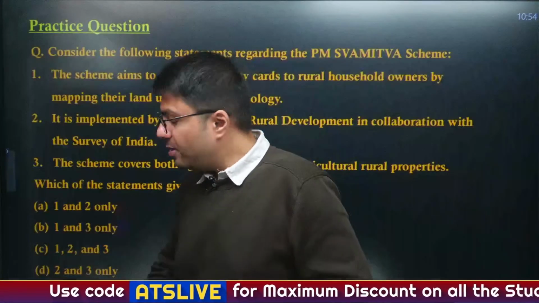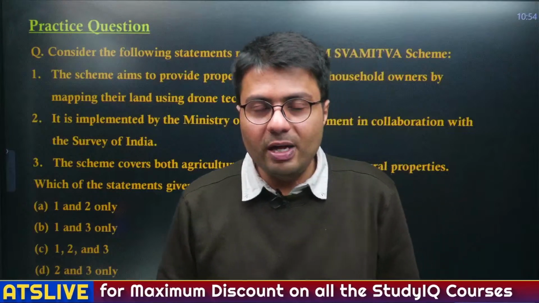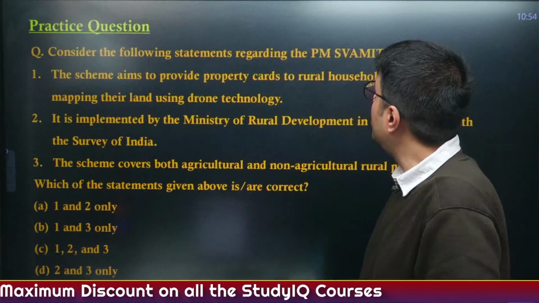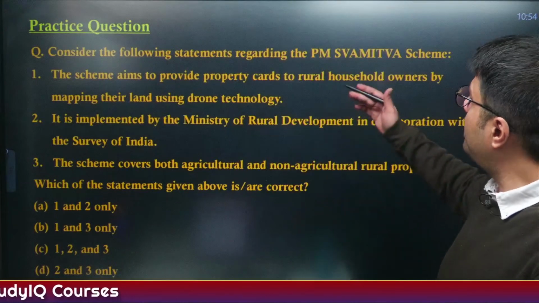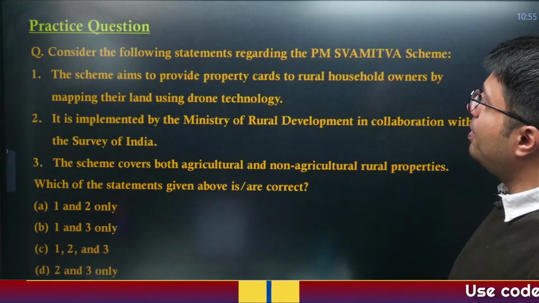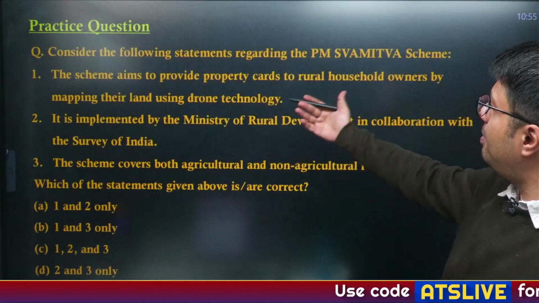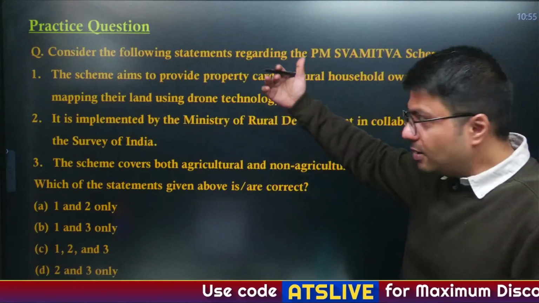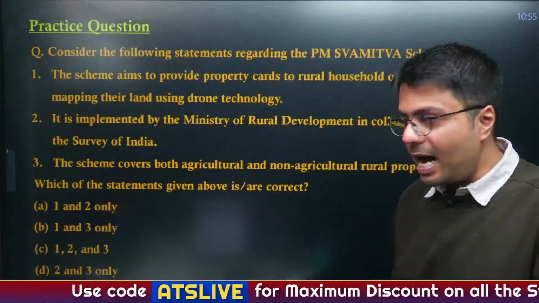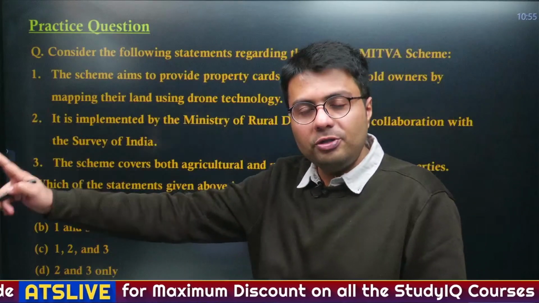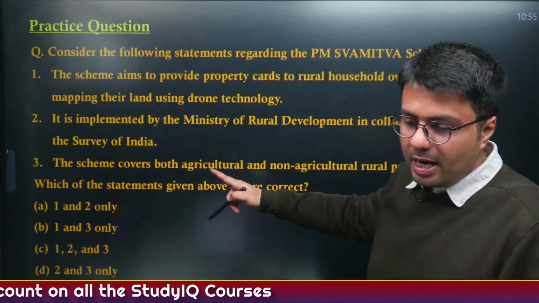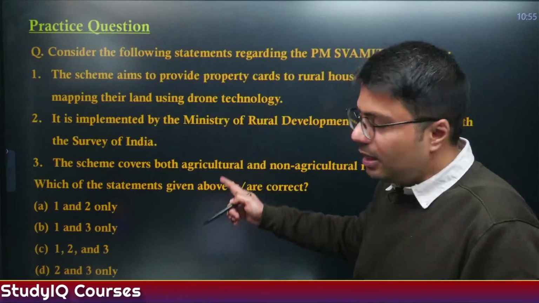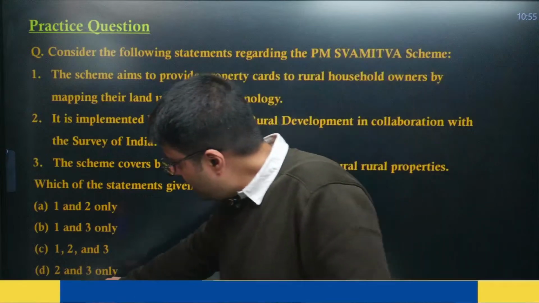Understood? Now, based on this information, let us now see whether we are able to solve the practice question or not. Now, the PM Swamitwa scheme aims to provide property cards to rural household owners, mapping of their land using drone technology. It is implemented by, now this is a question for your homework. I will discuss the correct answer to this question before the session ends tomorrow. So please solve this question, and until then, I will move to the next article of the day.